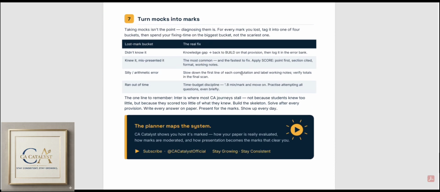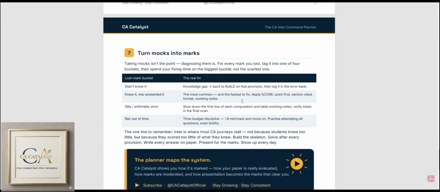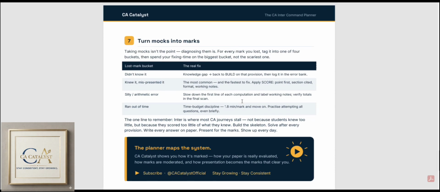Then comes turning mocks into marks. This is the final thing that you need to know. When taking mock papers like RTP and MTP, the thing you have to focus on is diagnosing them. Taking the mock isn't the point. You are diagnosing how it looks, what your preparation level is. You should not be criticizing yourself or going negative. People avoid RTP and MTP mock test papers because they feel negative about it. No, don't do that. Start diagnosing them, that is what you have to do.